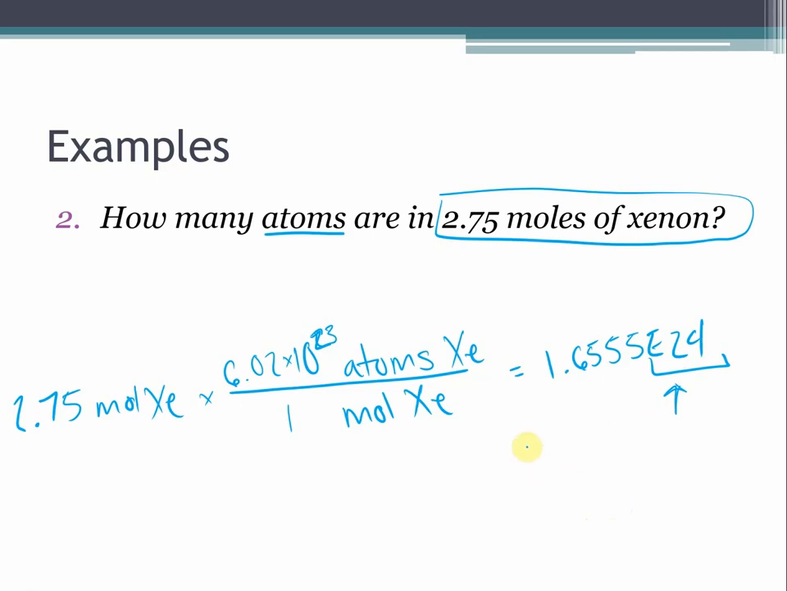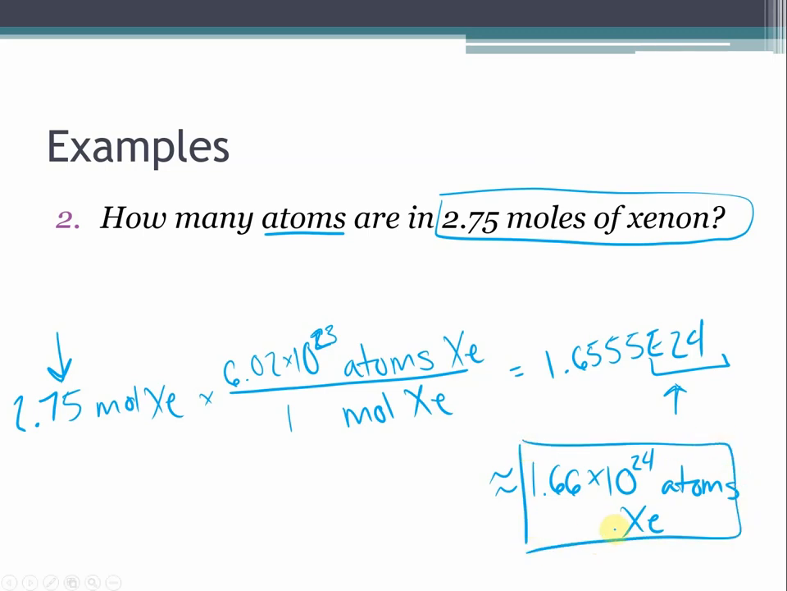We're going to rewrite it a little bit, and we need to round for sig figs. We started with 3 sig figs, so we need to end with 3 of them, which means our answer will round to 1.66. That E we're going to rewrite as times 10 to the 24th. Then our units are atoms, and we are talking about xenon. So there's our answer to number 2.